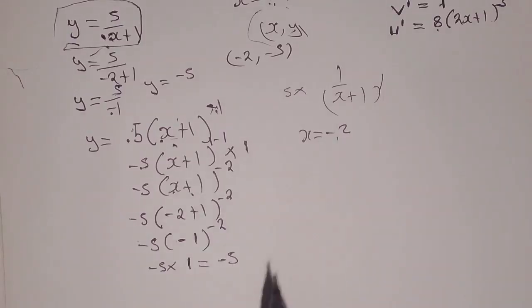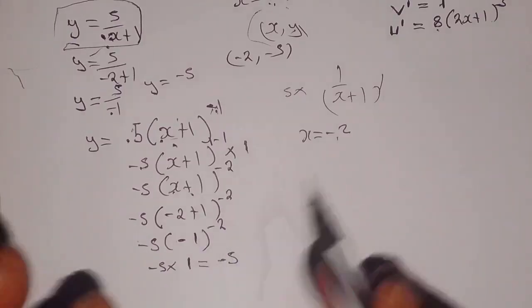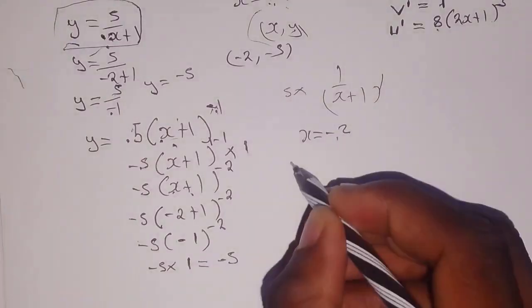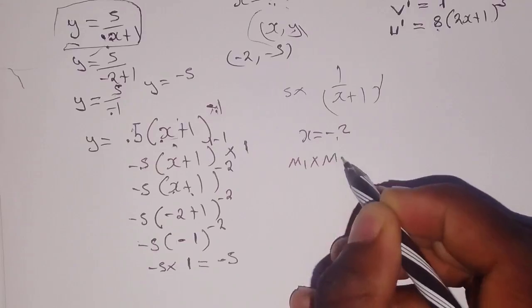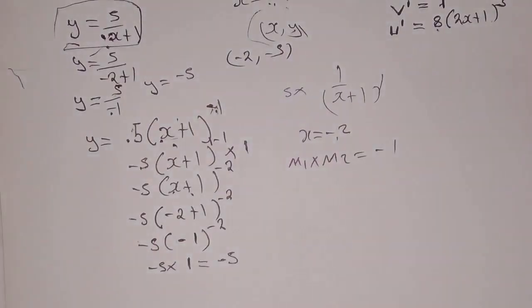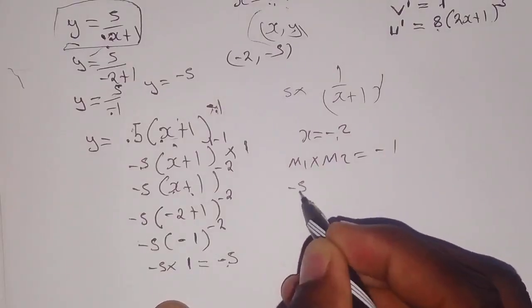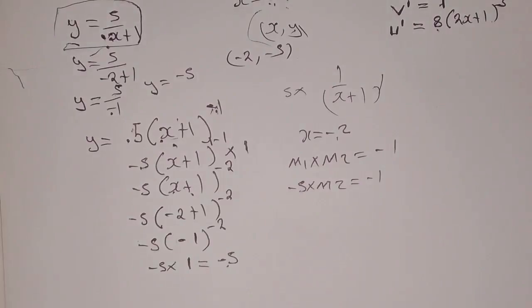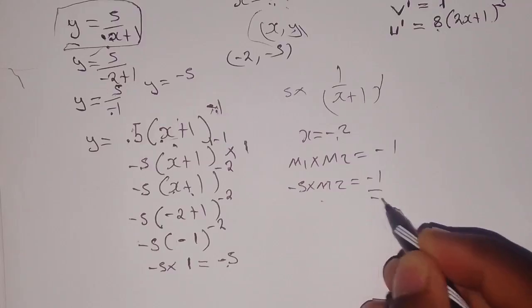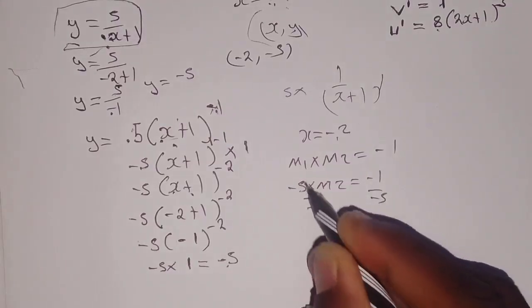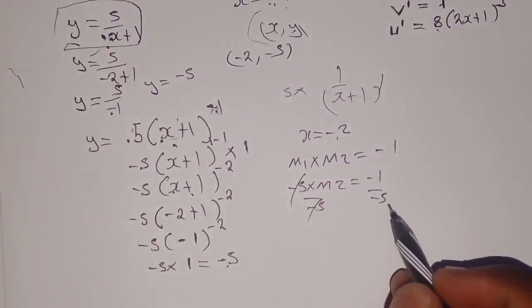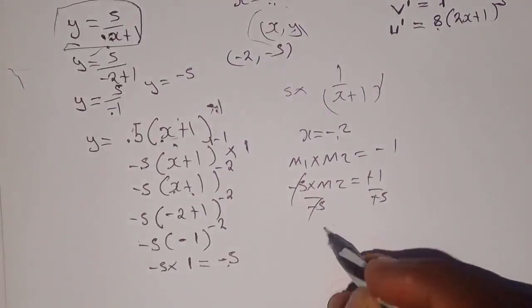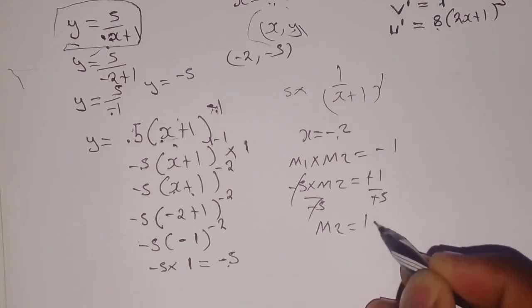The gradient of the normal is perpendicular, so you do m1 times m2 is equal to negative 1. This is our m1, so we're going to have negative 5 times m2 is equal to negative 1. Then we just divide both sides by negative 5 so that we remain with m2. So negative 1 divided by negative 5 is 1 over 5. So m2 is equal to 1 over 5.